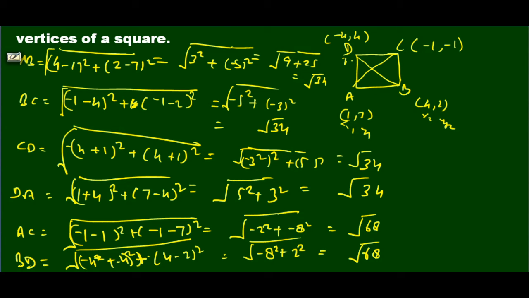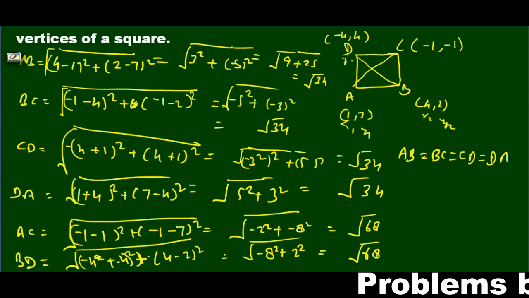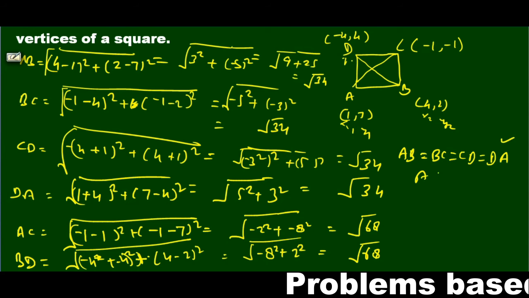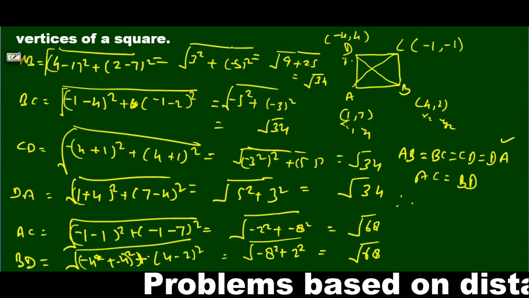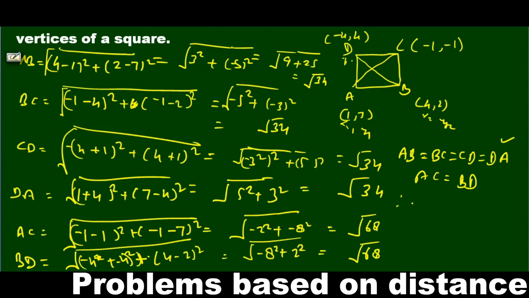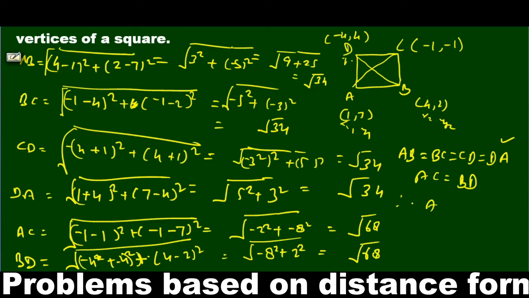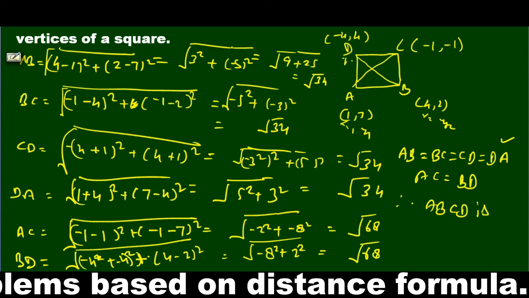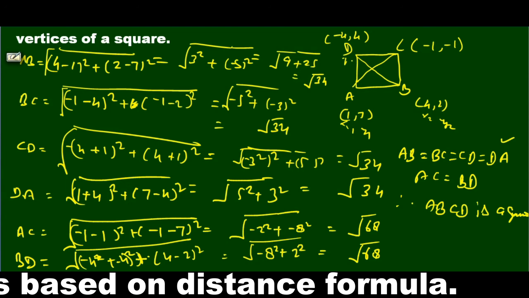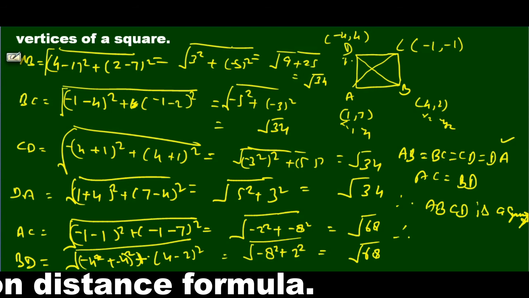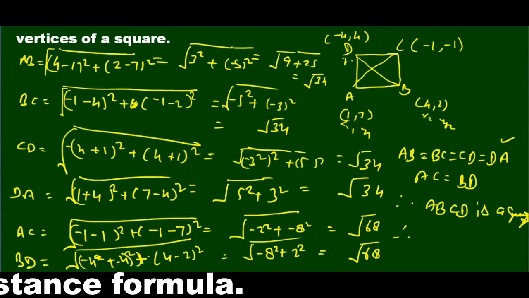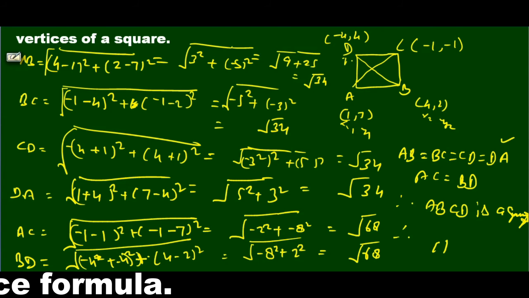Now here all the sides AB, BC, CD, DA are equal, and diagonals AC and BD are also equal. So therefore the quadrilateral ABCD is a square. Clear? It means the coordinates are the vertices of a square, hence proved.